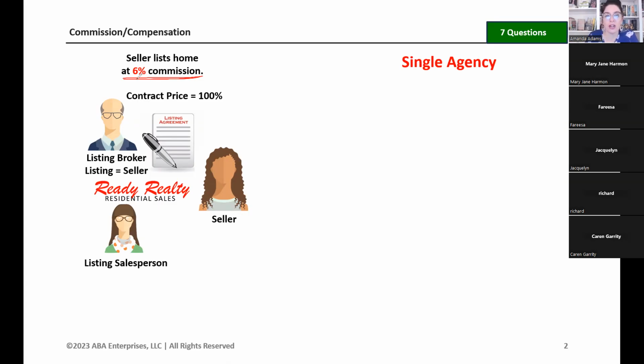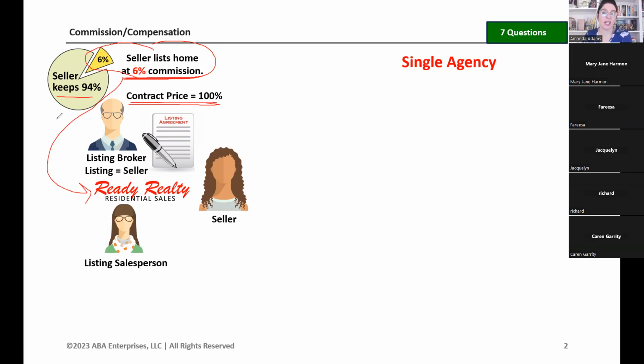So let's say that they negotiate a 6% listing commission. So that means when this house sells, the contract price is 100%. Okay. So when this house sells, 6% of that contract price is going to go to Ready Realty. Okay. The seller's going to keep 94% as profit. And then out of that 94%, she may have some other expenses that she has to pay. Okay, so we've got this house listed.